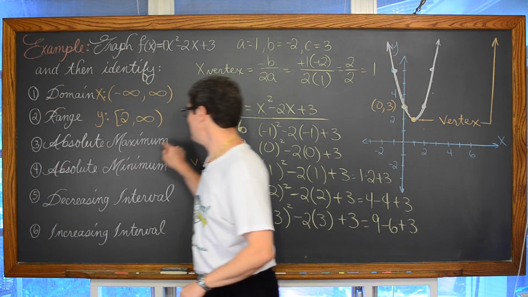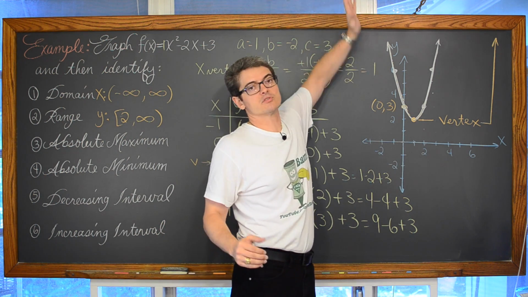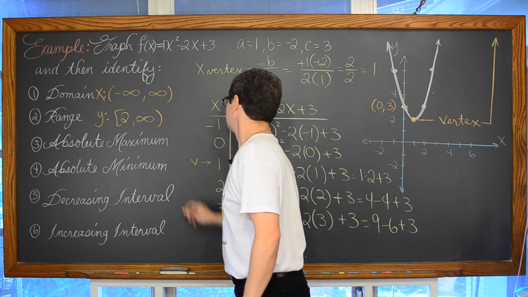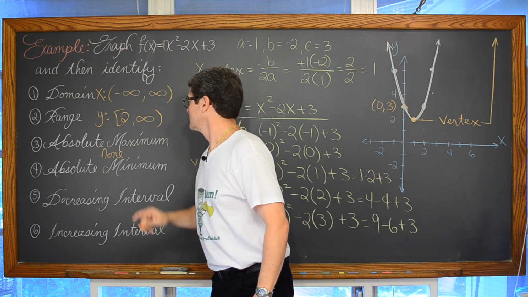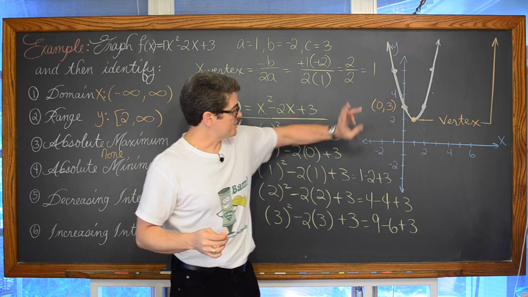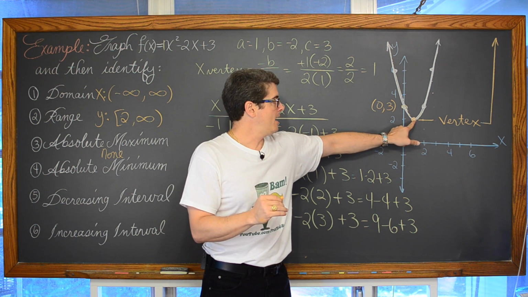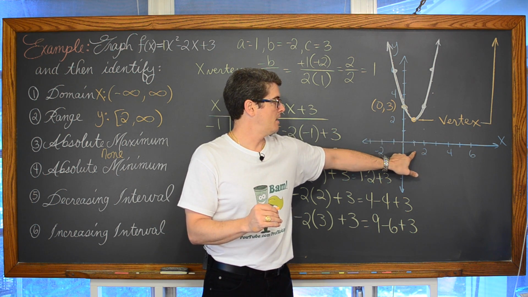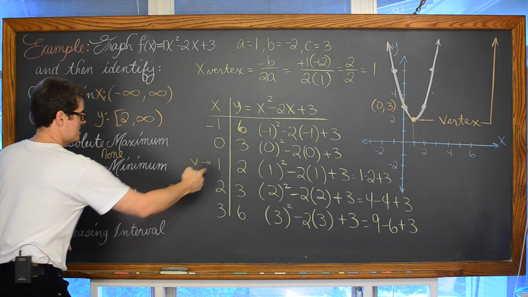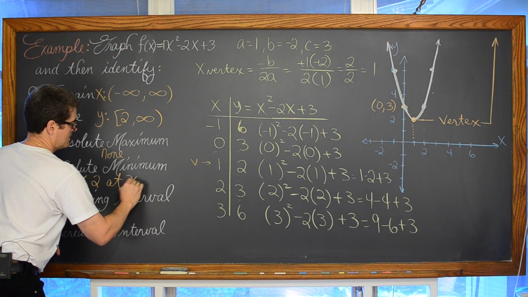Absolute maximum value. What is the largest y value that is included in this graph? It goes up forever, so it doesn't have an absolute real maximum value, so there is none. What is the absolute minimum? What is the absolute smallest y value that's included in that graph? Well, the smallest y value is 2, but I also want to know where is that minimum occurring. So we have an absolute minimum of 2 at the x value of 1. Okay? And we can see that here as well. So we have an absolute minimum of 2 at x equals 1.